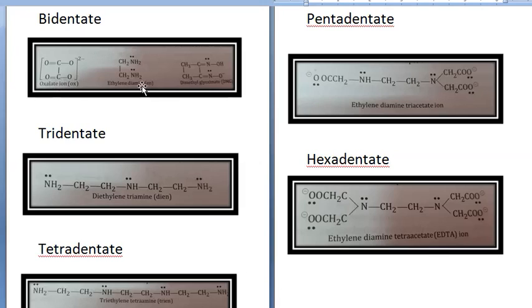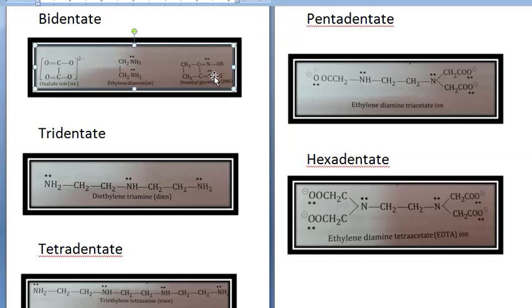Similarly here, CH2NH2, CH2NH2. This is ethylene diamine. In short, it is known as en. Both the nitrogens have one lone pair, which they are donating. So this is also a bidentate ligand. Another is CH3C=NOH, CH3C=NO-. Again two nitrogens, both having one lone pair each. This is dimethylglyoximato, DMG.